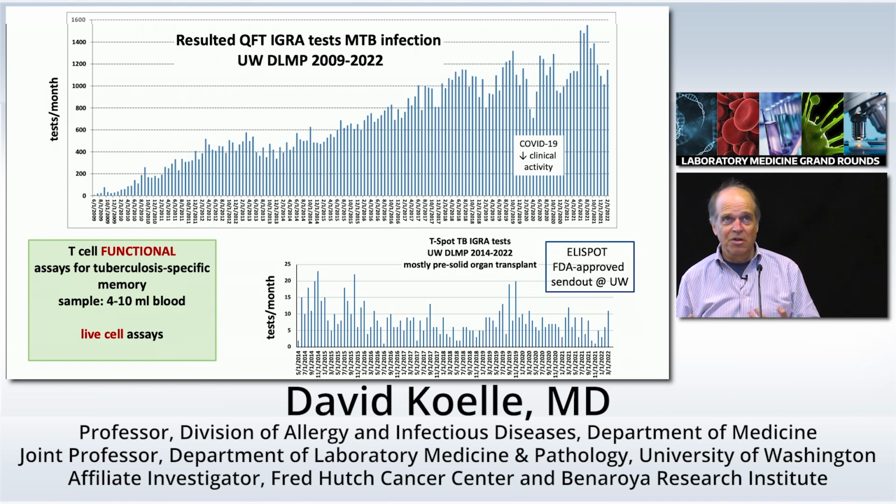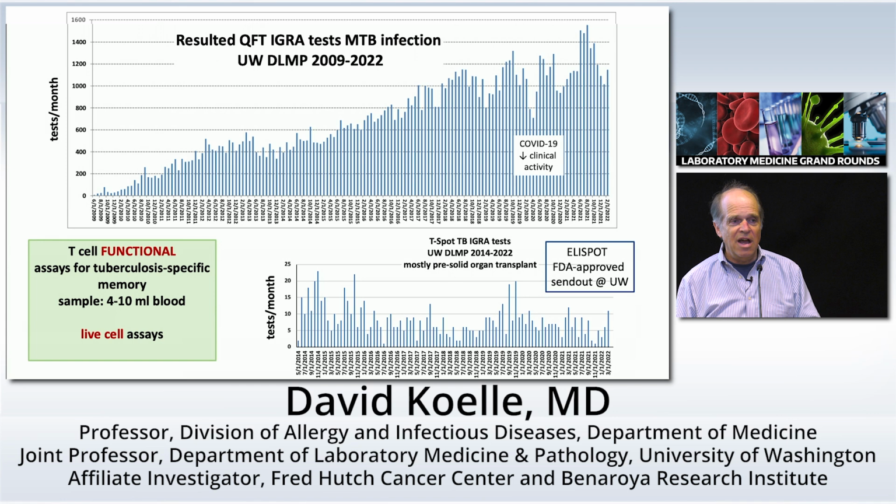And just sort of showing, this is the only slide on this, these are our volumes in the DLMP up through the beginning of 2022. We do about 1,000 of these a month. And then we sometimes turn to the alternative test that's shown in the lower panel, which is an ELISpot, which is currently a send out for this test.